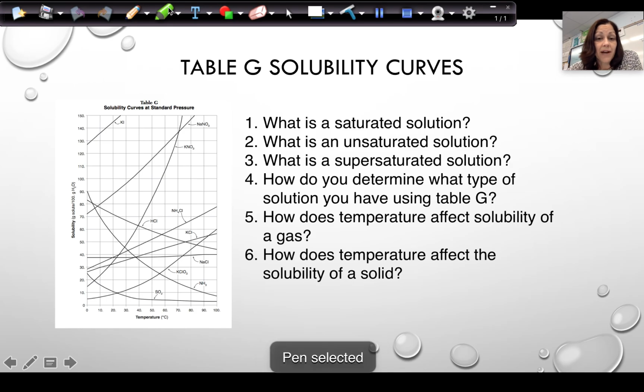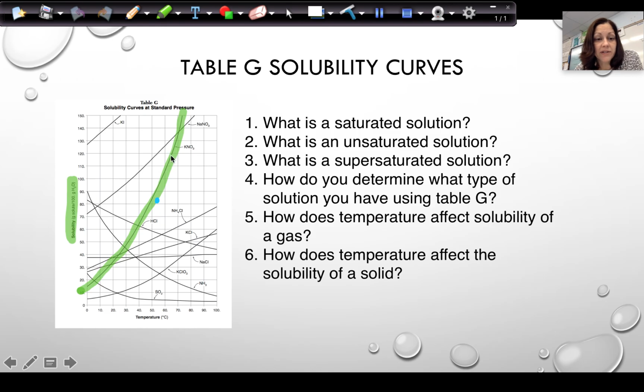When we talk about table G, we have the solubility curves, and this table G is going to plot for us the maximum amount of solute that can dissolve in 100 grams of water at this temperature. And if we look at this, a saturated solution is a solution that's at equilibrium, and saturated is going to be anything that falls on the line. This is actually a plot of saturated solutions. Unsaturated solutions would be, for this particular one, if we're talking about potassium nitrate, anything that is less grams than on the line would be considered unsaturated. So this whole section here would be unsaturated for potassium nitrate.